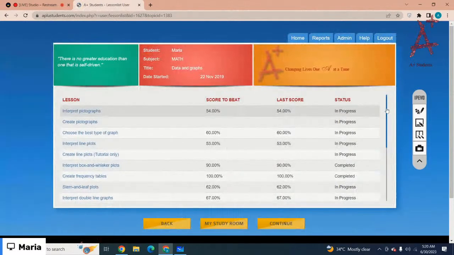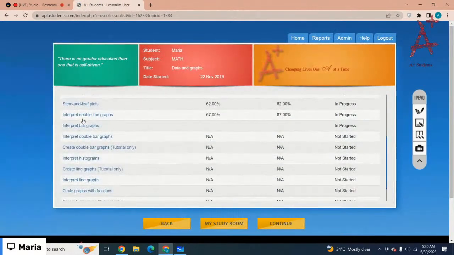Okay, the next one is interpreting bar graphs. So let's just start with the next lesson.